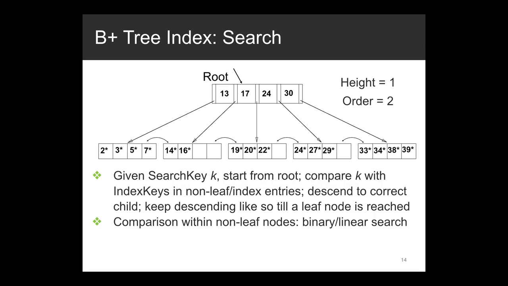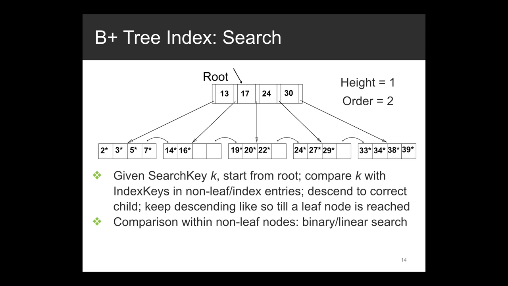So now how does the search algorithm work? Given the search key K, say you have a selection query that asks for select star from movies where movie ID equal to, I don't know, 16. And now, instead of doing a full file scan to get the record with movie ID 16, if you have a B plus tree index on the movie ID, you can use this data structure to locate that record more efficiently. So now the search key K is given here, and then you compare the K against these index key values in the root node.